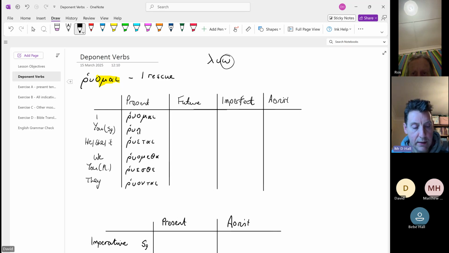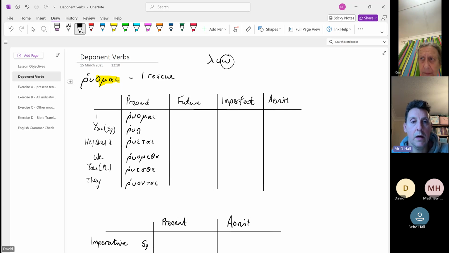Okay, so we have the present tense of these deponent verbs, and the way that the future and the imperfect and the aorist are formed are going to be very similar to the way that they were formed with our other verbs, with the ones of the form like luo. They have their own endings, but the characteristic of what made a future verb, for example, was the addition of the sigma in between the stem and the ending. And that's going to be exactly the same with the future here.